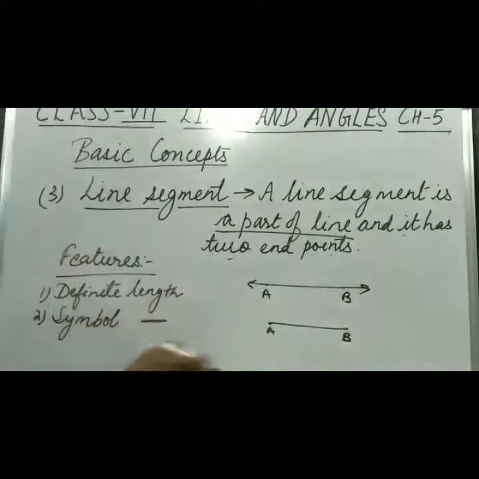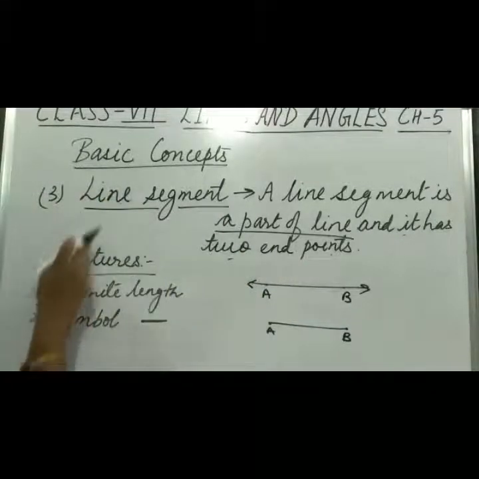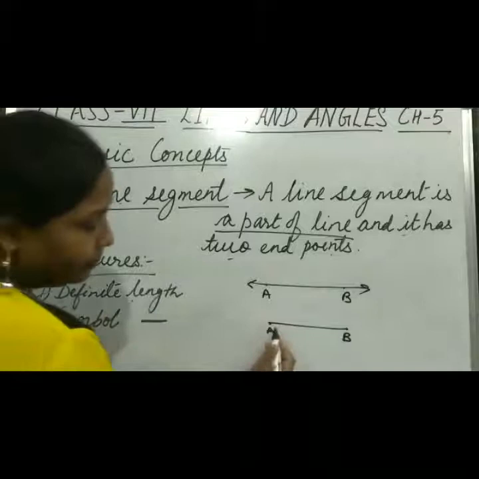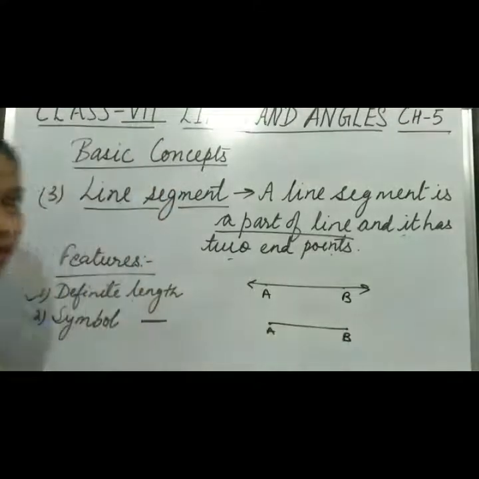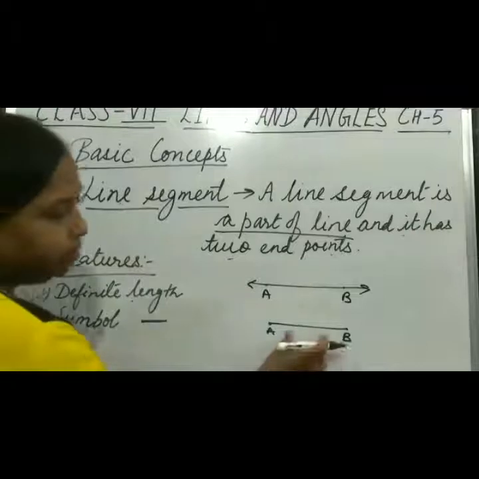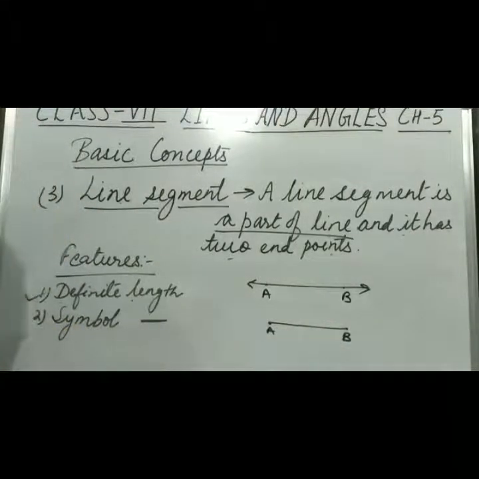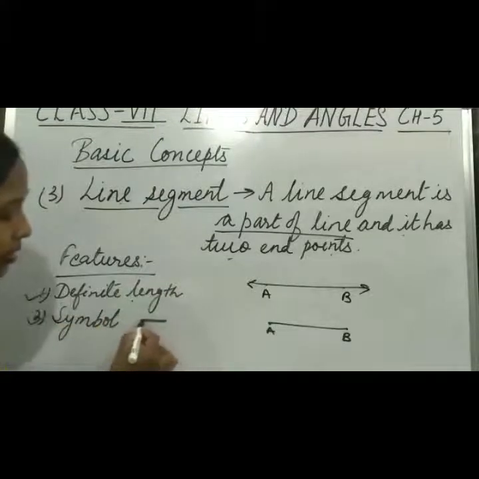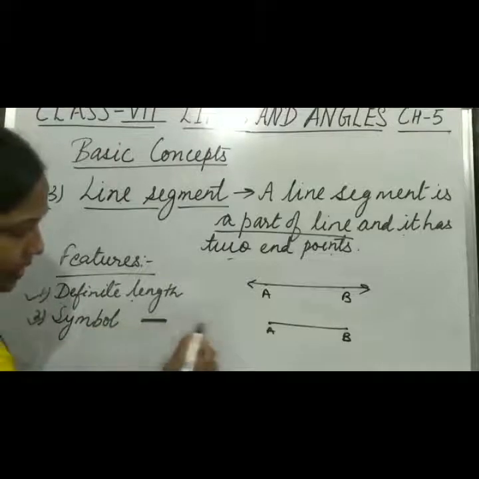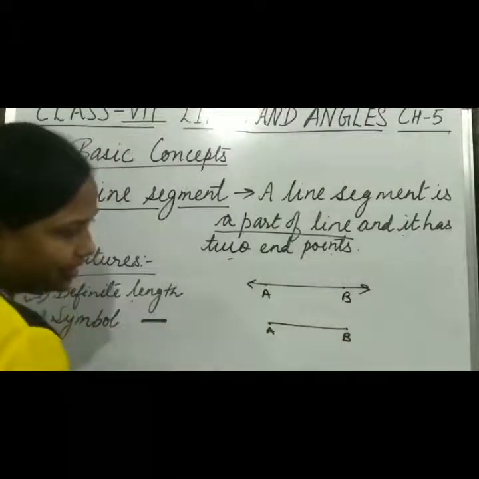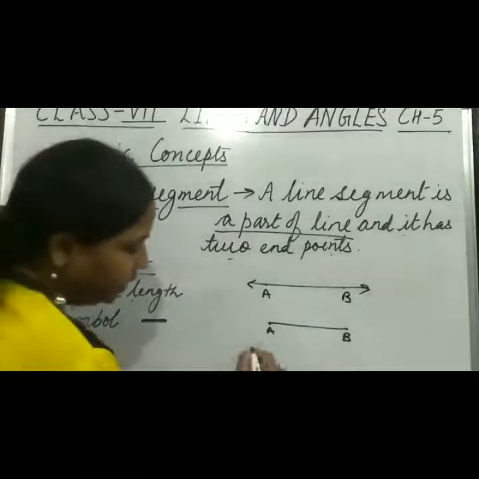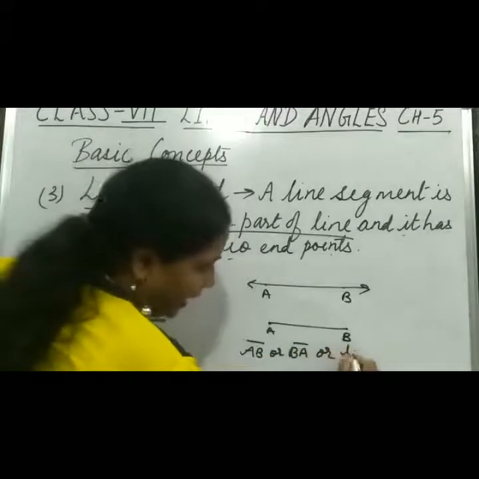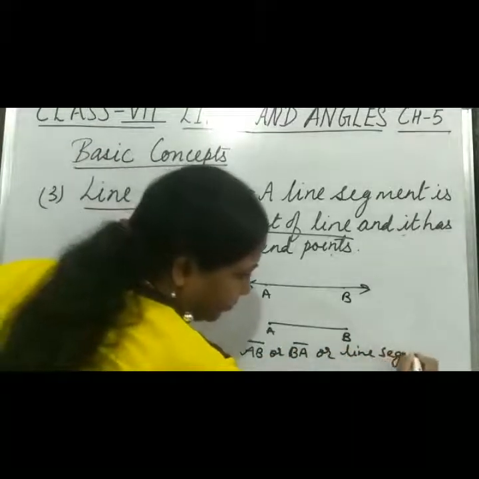So next, to make it more clear, we discuss the features of line segments. The first feature is it has definite length. That means this line segment is measurable. You can easily measure this line segment with the help of a scale. Now the second feature is symbol. What is the symbol of line segment? It is this. Now, how do you write the name of this line segment? It will be AB or BA or line segment AB.